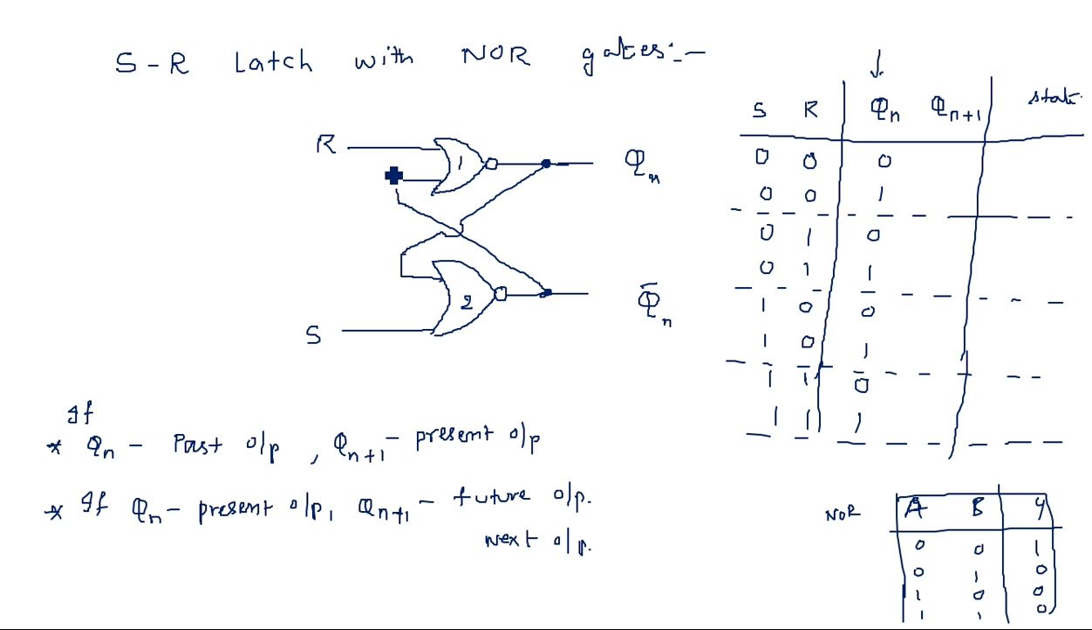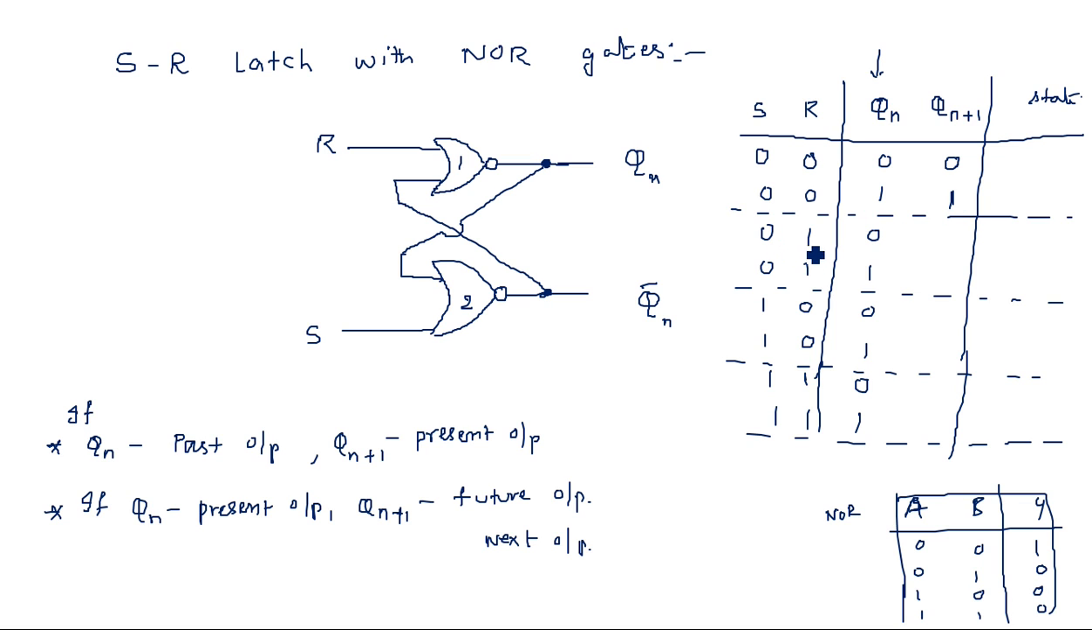So 1 0, the output is 0. And similarly here it is 0, and this 0 is connected to this 0. Both gate inputs are 0 0, which means the output is 1. This is the Qn bar. And again, for 0 0 and 1, this is the output.